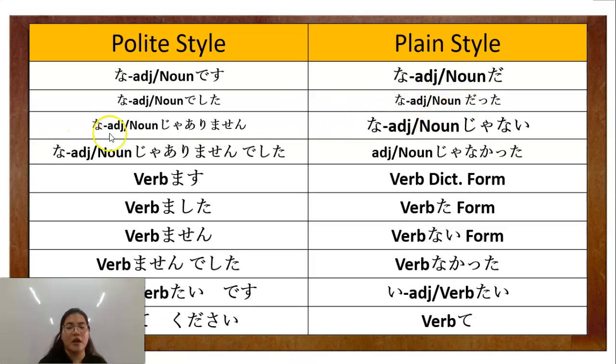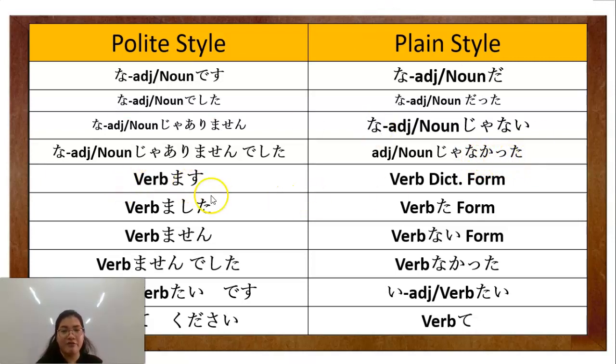Okay, next na adjective or noun ja arimasen. In a plain style, that would be na adjective or noun janai. Okay? So ginawa nating arimasen, ginawa nating nai form. So it becomes noun ja nai. Okay? Next, na adjective or noun ja arimasen deshita becomes na adjective or noun janakatta. Okay, janakatta, to make it a past negative.